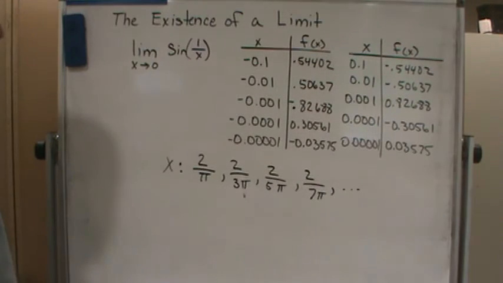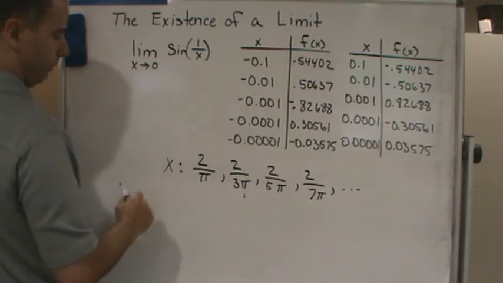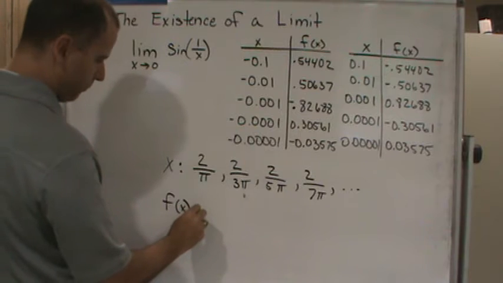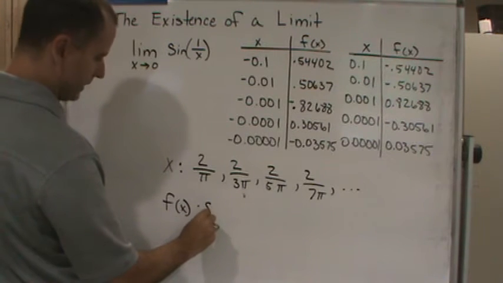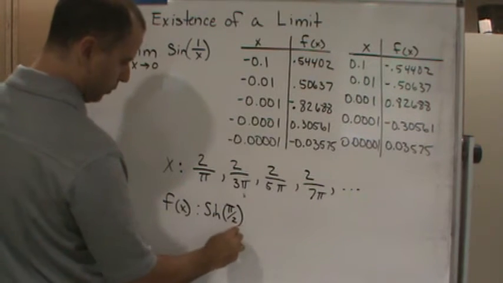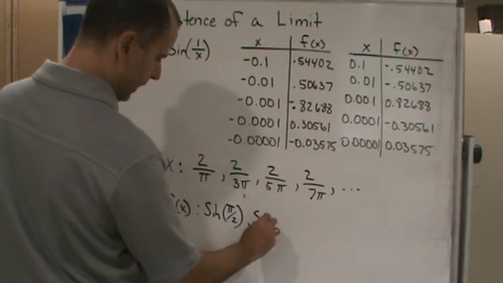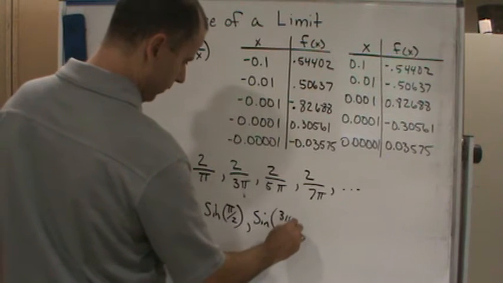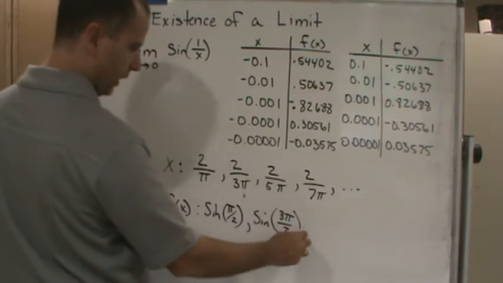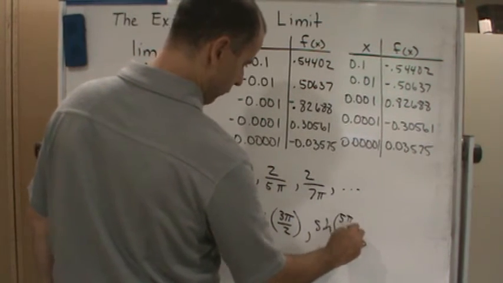Right? Because if we stick these values in here, we get the reciprocal. So that means we'll get f of x. What we'll have is we'll get sine of pi over 2, right? And then the next one will be the sine of 3 pi over 2. And then, of course, this will become sine of 5 pi over 2.